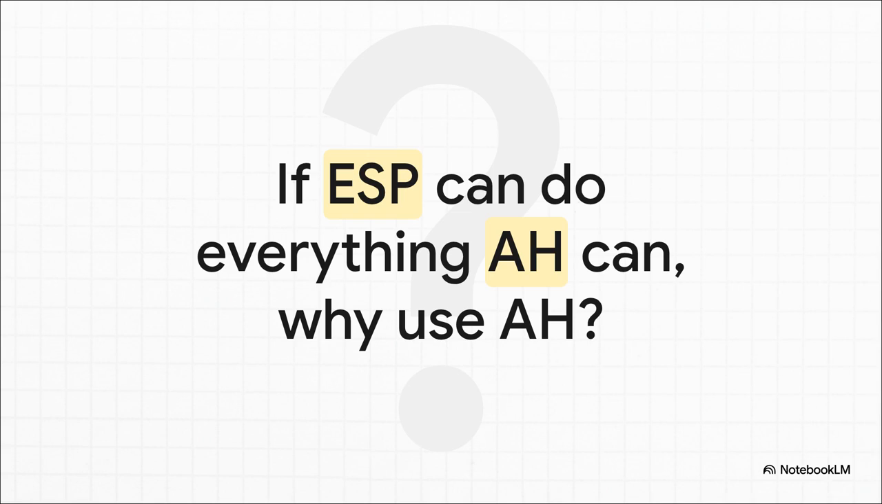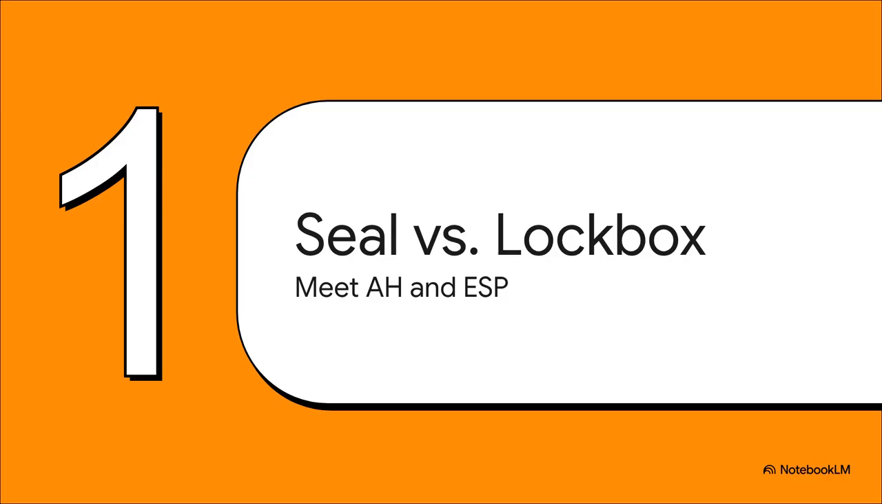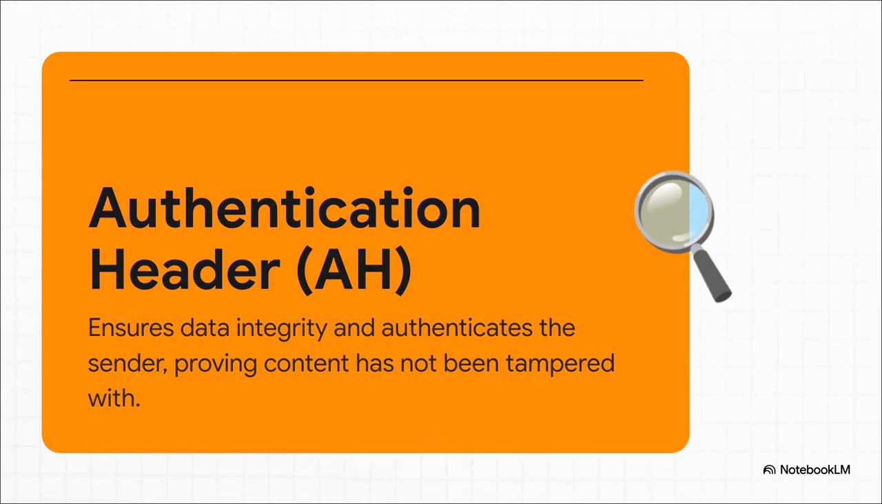Let's dig in. To really get this, we've got to meet our two main characters, the authentication header, or AH, and the encapsulating security payload, ESP. And you know, the easiest way to think about them is like two totally different ways to secure a package you're sending in the mail. So first up, we've got AH. Its entire job is about proof.